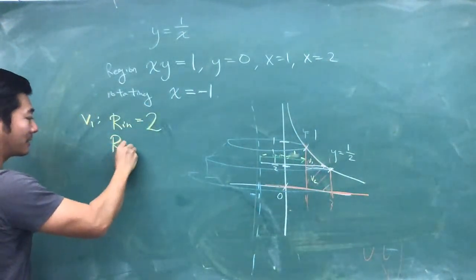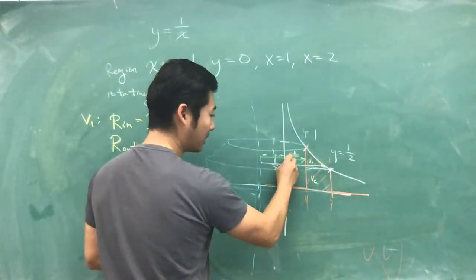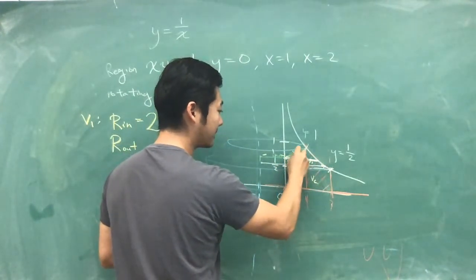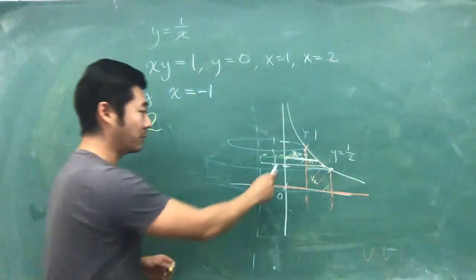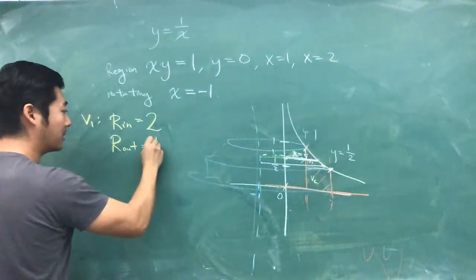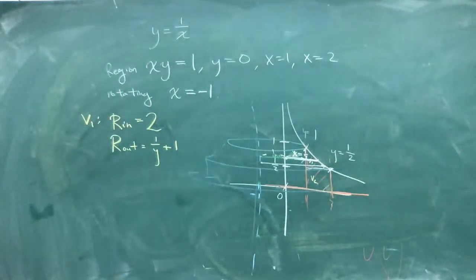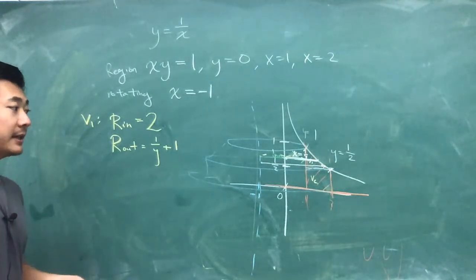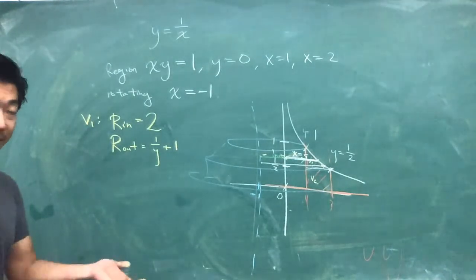The outer radius is, from here, the y-axis all the way out to here, this is given by x, which equals 1 over y. So it's 1 over y plus this much. So it's going to be 1 over y plus 1. But then once you've identified the inner and the outer radius, then the rest is pretty standard. So this is the hardest part.